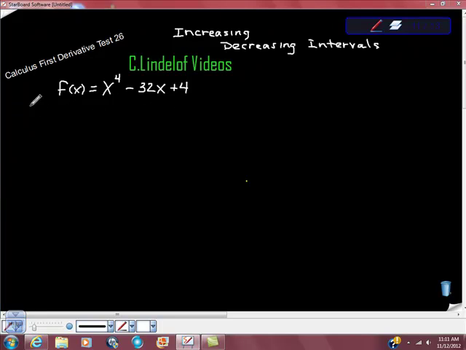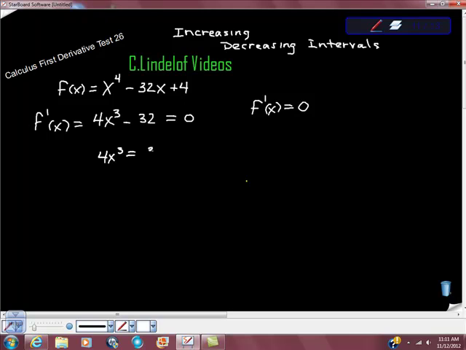So let's start by taking the first derivative, which is f prime of x. And we know, using the sum or difference rule, that it's 4x cubed minus 32. And remember, to find a critical value, we want that f prime of x to equal 0. So we'll go ahead and set that equal to 0. Start to solve, we'll get 4x cubed is equal to 32.